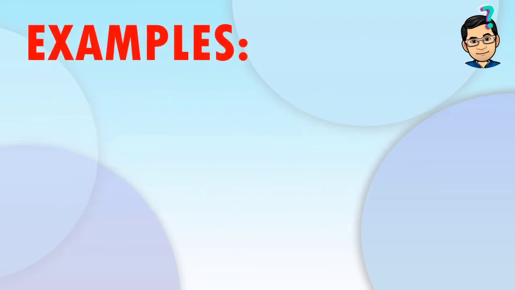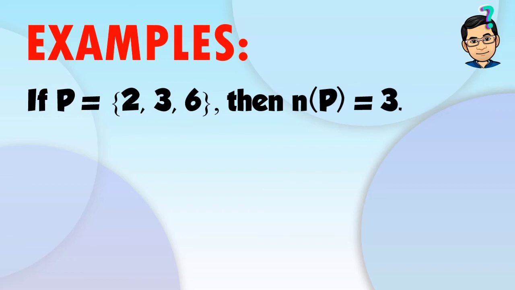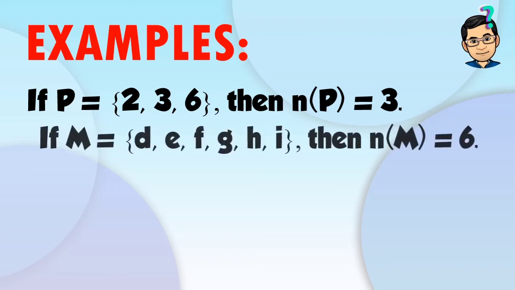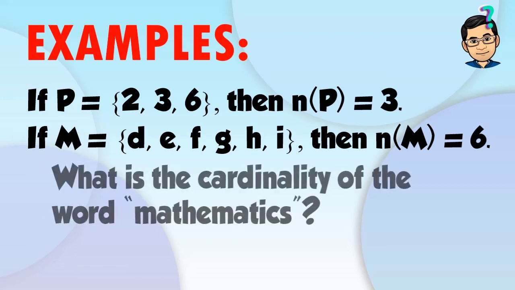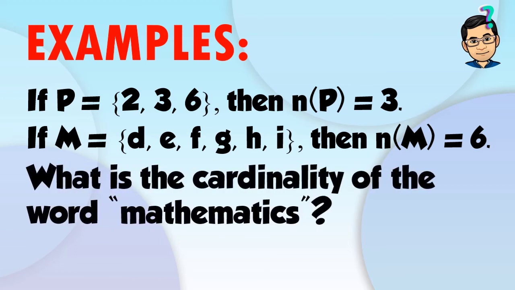Let's have examples. If set P has elements 2, 3, 6, then the cardinality of set P is 3. If set M has elements D, E, F, G, H, I, then the cardinality of set M is 6. So, siguro hindi ko na kailangan pang i-explain kung paano nakuha yung 3 and 6. Basta marunong kayong magbilang, makukuha nyo yung tamang sagot. But, on the next example, what is the cardinality of the word mathematics?